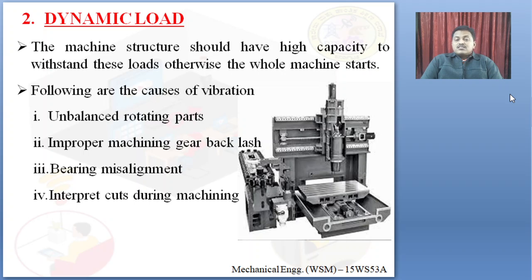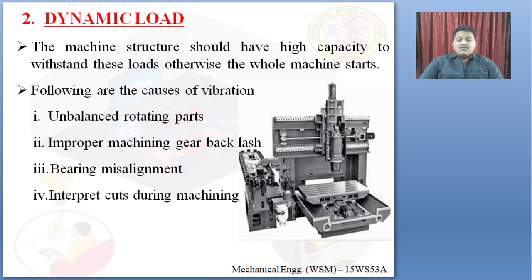The following are some of the causes of vibration. When the cutting speed and feed increase, there are certain reasons that cause vibration. One is unbalanced rotating parts. When the parts are moving, due to the unbalance, wear and tear are caused. This results in vibrations. So the moving parts cause vibrations, and this load has to be considered in dynamic load.